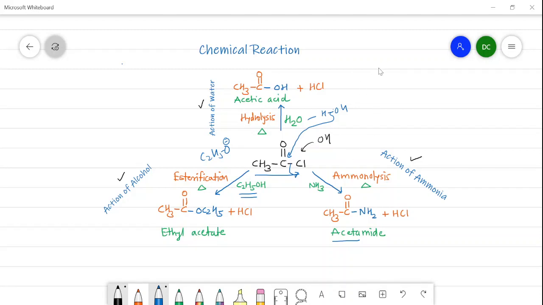So in the chemical reactions, we just have to replace the Cl either by an OH group, or by NH2, or by OC2H5. OH is called the action of water or hydrolysis. NH2 is the action of ammonia or ammonolysis. OC2H5 is the esterification or action of alcohol. Now we will see the esterification reaction in detail, a general reaction as well as the mechanism of esterification.